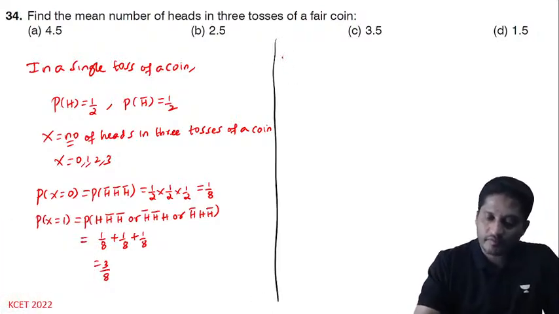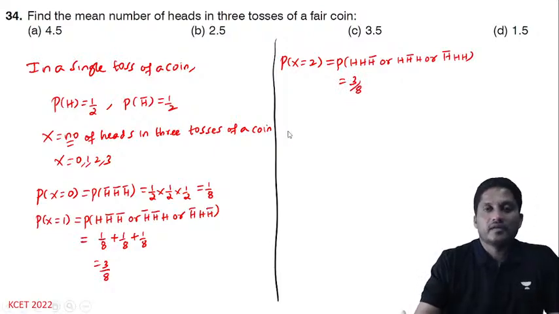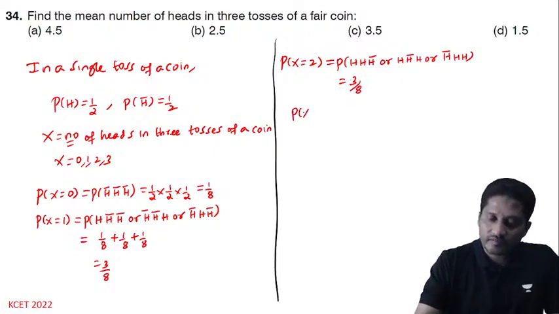Okay, now similarly P of X is equal to 2. P of X is equal to 2 is equal to P of H, H and H bar, or H, H bar and H, or H bar, H and H. If you simplify all, you will get 3 by 8. Now probability of X is equal to 3 will be equal to H, H and H, which is equal to 1 by 8.